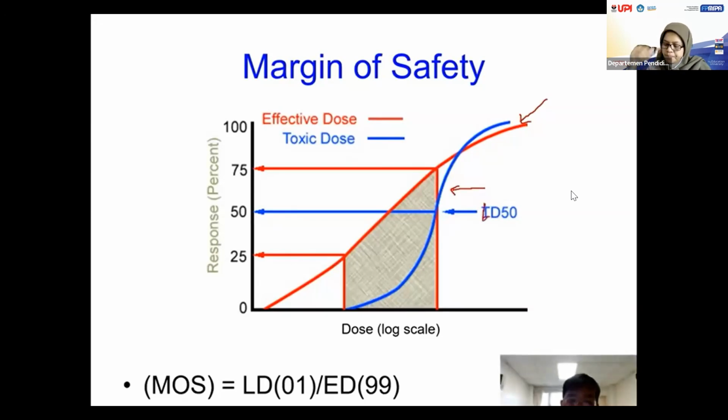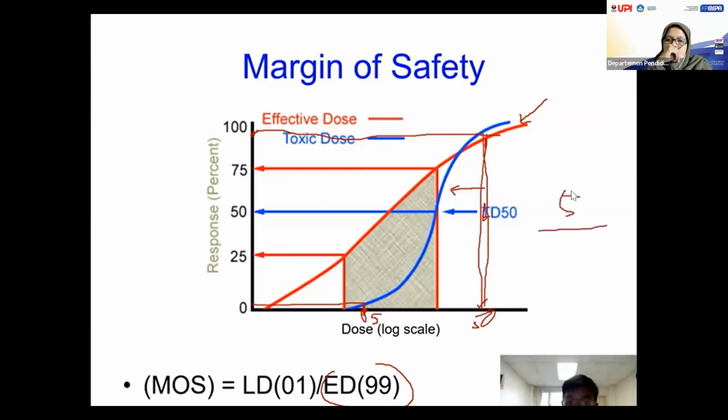So if we look at LD01, that means 1% here. You look at the dose here. Let's say this dose is 5 ppm. Let's call it 5. And then ED99, effective dose 99, which means over here, it's supposed to go to the red color one. Here maybe it's 50. So you are looking at LD01, which is 5, divided by effective dose 99, which is 50, and you will have 0.1. So this is how we calculate the margin of safety.